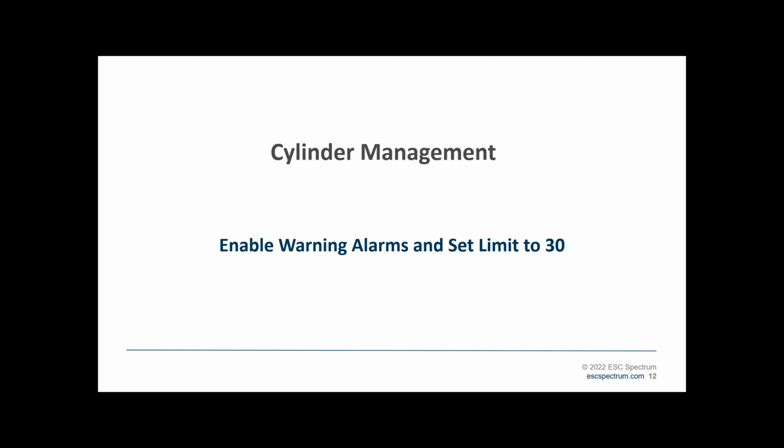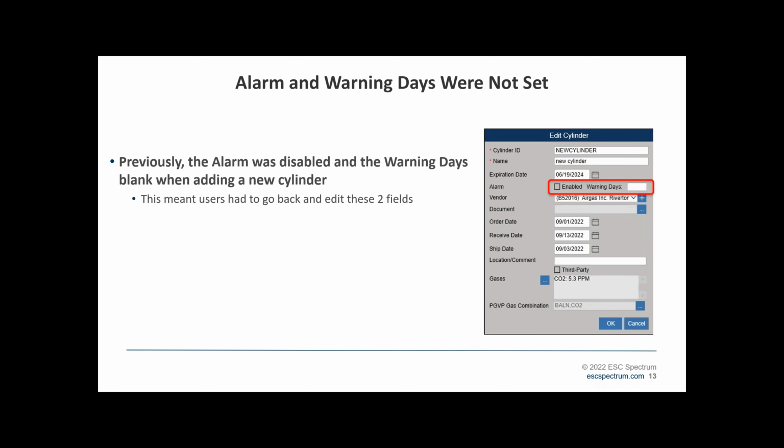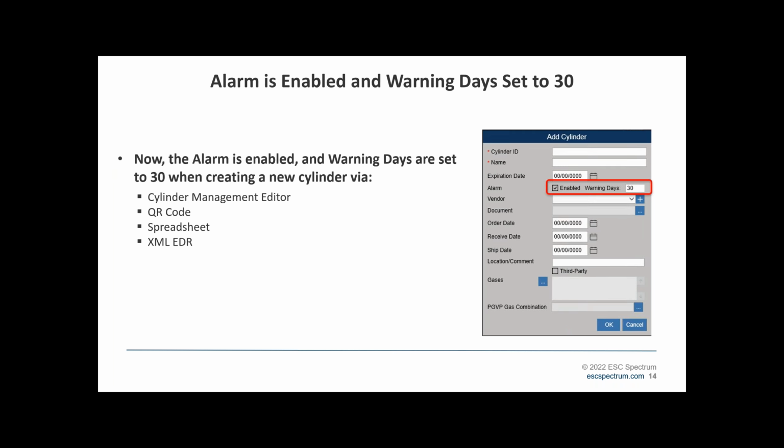Cylinder management. Enable warning alarms and set limit to 30. In previous versions of StackVision, the alarm was disabled and the warning days blank when creating a new cylinder, which meant that users would have to go back to edit these two fields. In 7.2, the alarm is enabled and the warning days are set to 30 when a new cylinder is created. This applies to cylinders created with the Cylinder Management Editor, QR code, spreadsheet, and XML EDR.